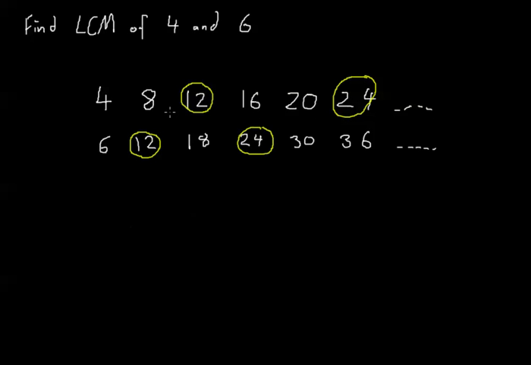Now, what LCM means, though, is the lowest common one. So which one appears first in the sequence? Well, 12 here appears first in the sequence. So the LCM of 4 and 6 is equal to 12. So 12 is the lowest common multiple of 4 and 6.